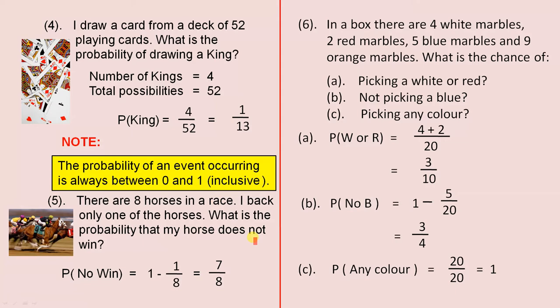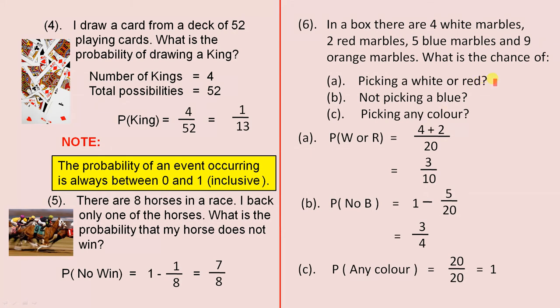Number 5. There are 8 horses in a race. I back only one of the horses. What is the probability that my horse does not win? So the probability of no win is 1 minus an eighth, which means that I've got a 1 in 8 chance of winning, which means I have 7 out of 8 chances of losing.